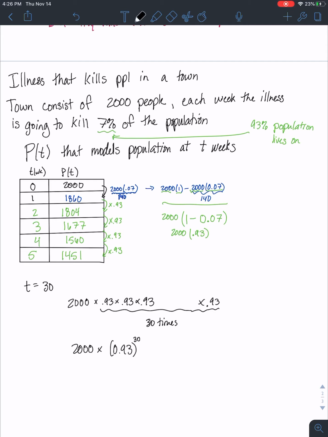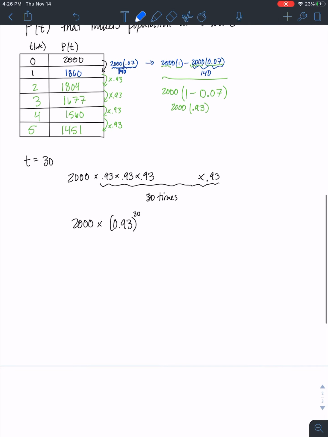So I can generalize this situation to be a P of t for the population that starts at 2,000. 7% get killed off, or 93% remain, raised to the t to tell me how many weeks. And then I can plug in any value of t that I'd like to know exactly how many people would be alive in the given week. Hopefully this helps you to complete the exponential growth and decay problems that you may be working on.